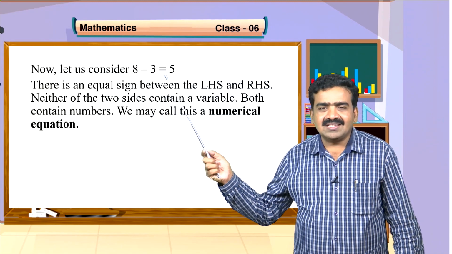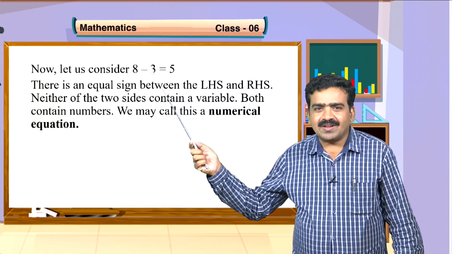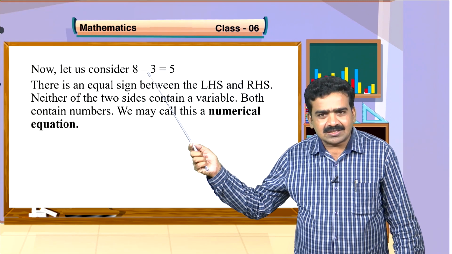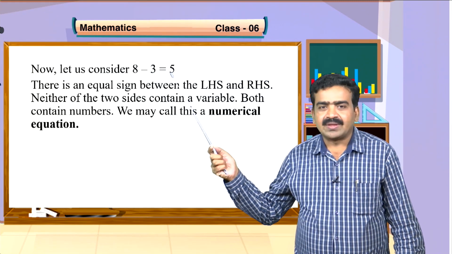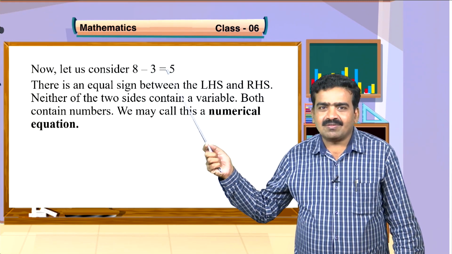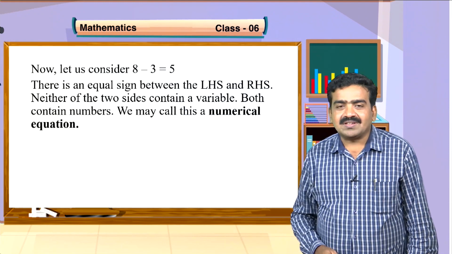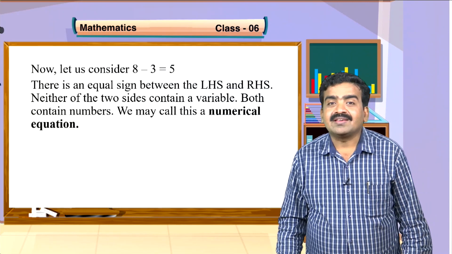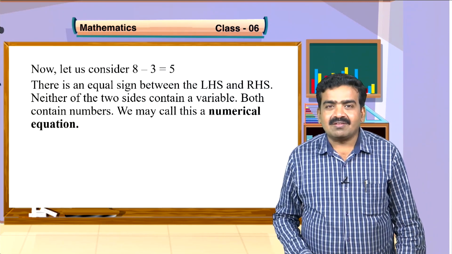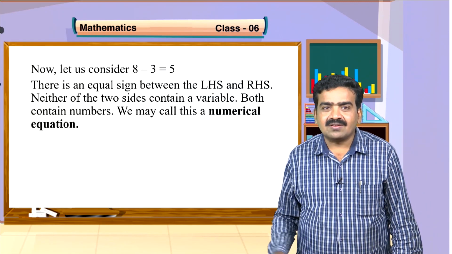Let us consider one more statement. 8 minus 3 is equal to 5. The difference of 8 and 3 gives us 5. This becomes 5 equals 5. Since there is an equal sign here, we call it a numerical equation, not an algebraic equation. An algebraic equation must consist of a variable.